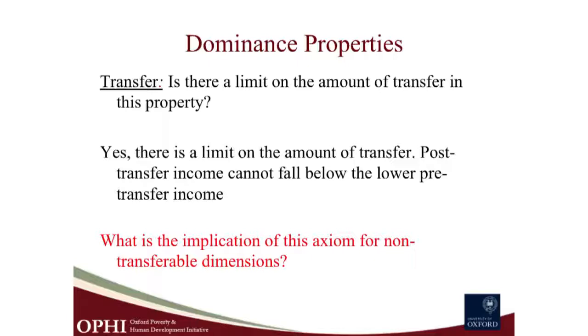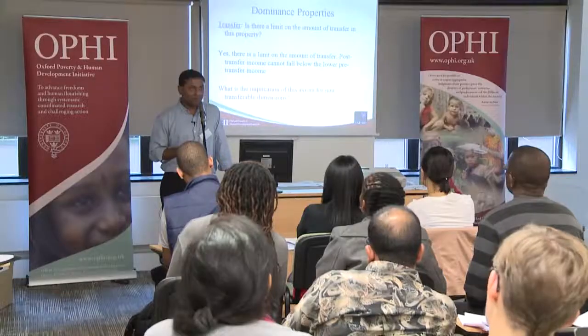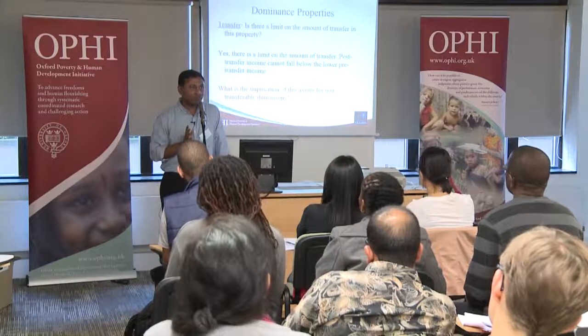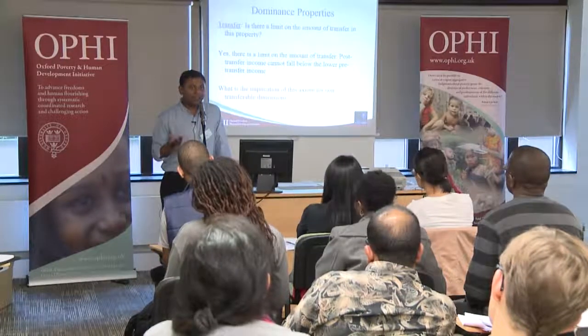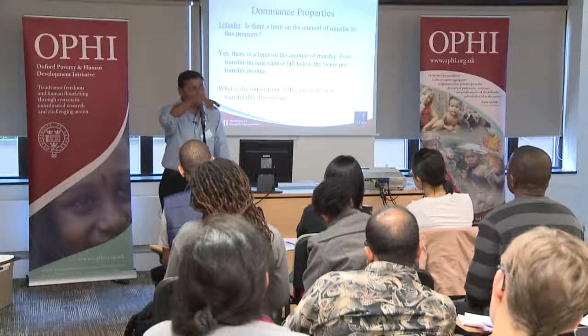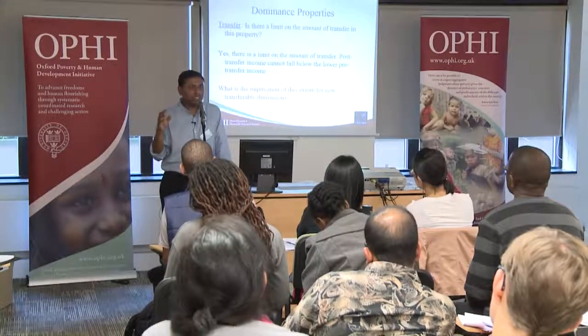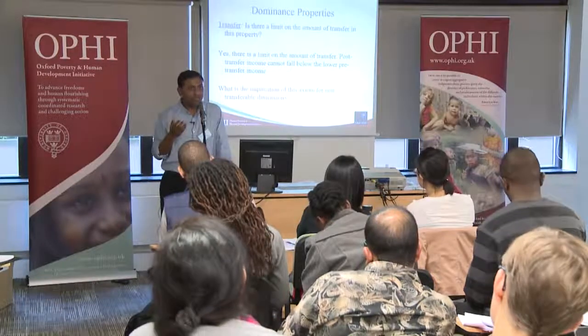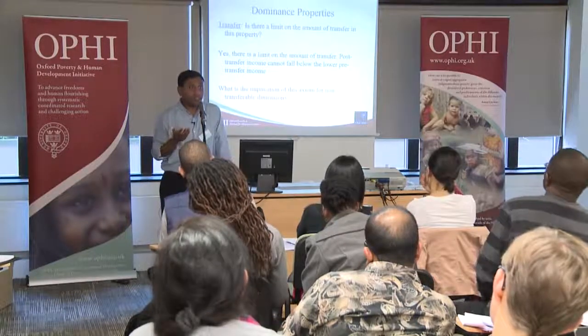By the way, this following one, the last one, the red one, is actually important. What is the implication of the transfer axiom for non-transferable dimensions? You may have education or health, right? Income is taxable. You tax income, give it to others. Although we are talking about income and consumption expenditure properties, I wanted to raise this issue because it will come back in the multidimensional context.